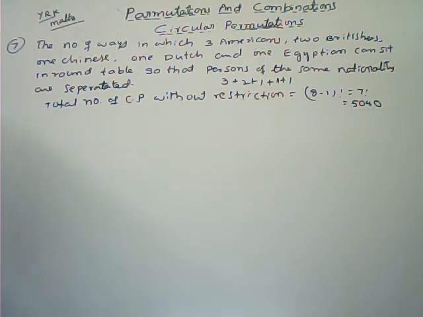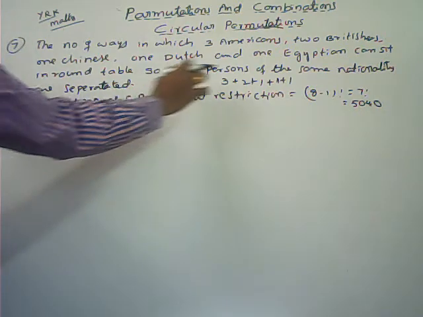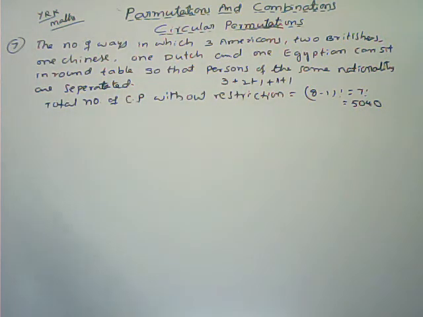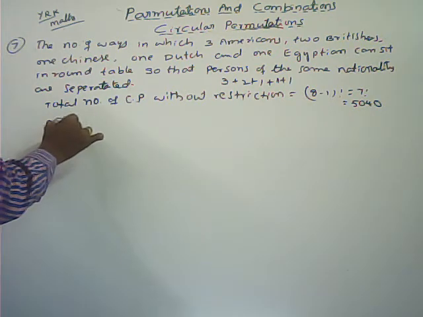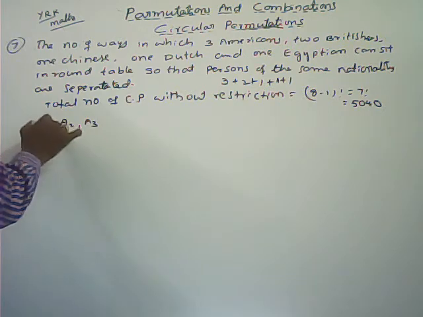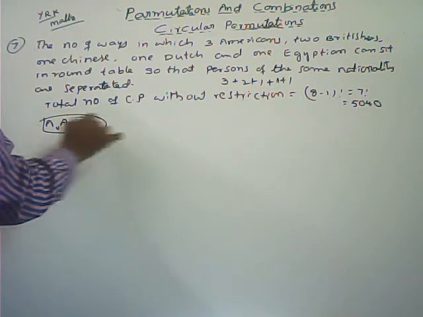Now here what they are saying, no 2 Americans should sit together, so that the persons of the same nationality should be separated. Here what I am finding first, A1, A2, A3 sit together.